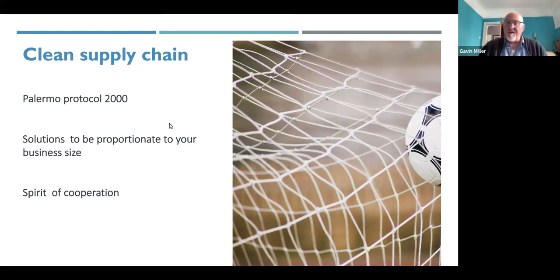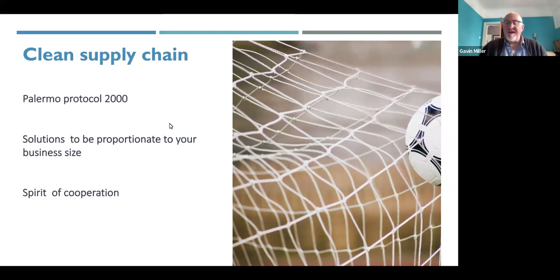However, for the bigger companies, or if you want to go into a deeper dive, it's really important to identify high, medium, low risk suppliers and then work methodically through them. The risk can be dependent on the product or the country of origin. But please remember, solutions should be proportionate to the size of the business.